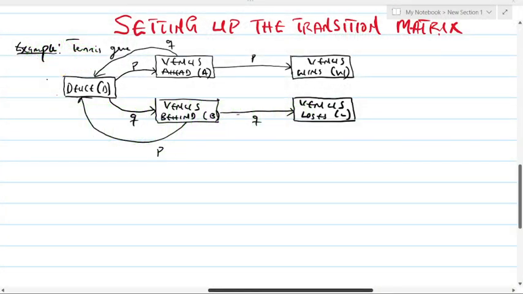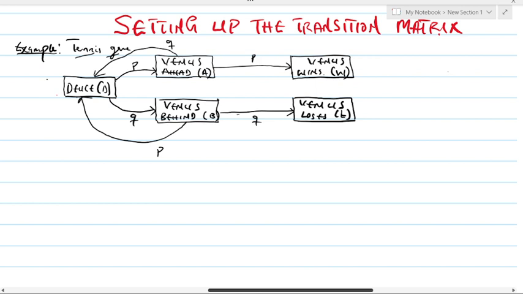So today we'll be checking out how to set up the transition matrix. We have an example here, a tennis game. Here we have our transition diagram. From deuce, we have Venus ahead represented as A, Venus behind represented as B, Venus wins represented as W, and Venus loses represented as L. So we can see the arrows.